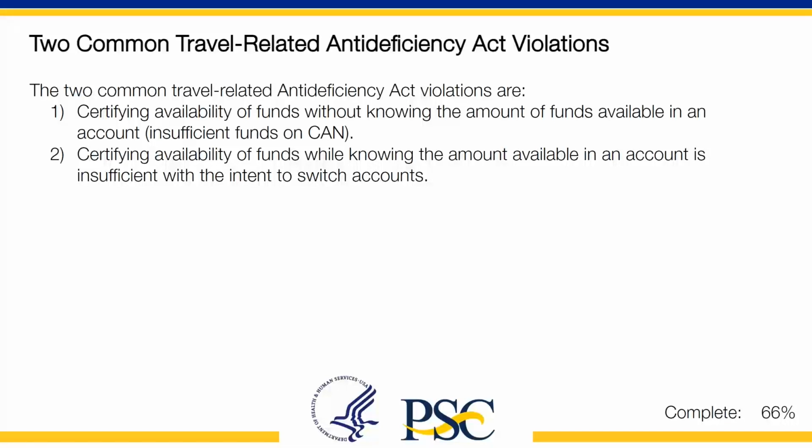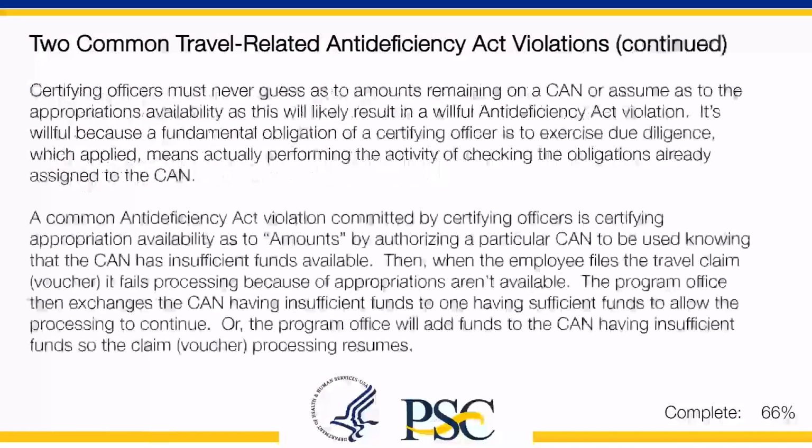1. Certifying availability of funds without knowing the amount of funds available in an account, insufficient funds on CAN. 2. Certifying availability of funds while knowing the amount available in an account is insufficient with the intent to switch accounts. Certifying officers must never guess as to amounts remaining on a CAN or assume as to the appropriations availability, as this will likely result in a willful Antideficiency Act violation.